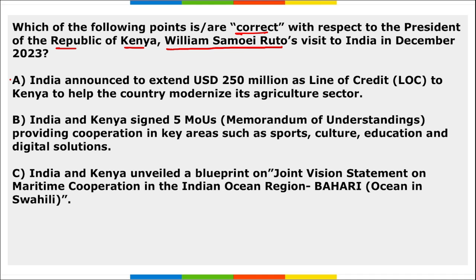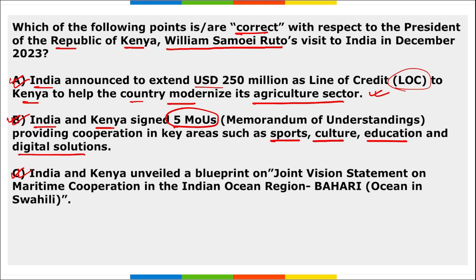If we look at the options, all these three options are rightly mentioned. A is, India announced to extend $250 million line of credit to Kenya to help the country modernize their agriculture sector. Absolutely right. B, India and Kenya have signed 5 MOUs in areas such as sports, culture, education and digital solution. Absolutely right. C, India and Kenya have unveiled a blueprint on joint vision statement on maritime cooperation in the Indian Ocean region, that is MAHASAGAR. Correct? So this is your blueprint. So all these three options are rightly mentioned.